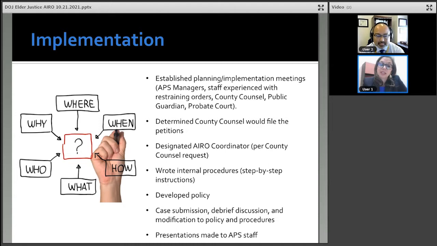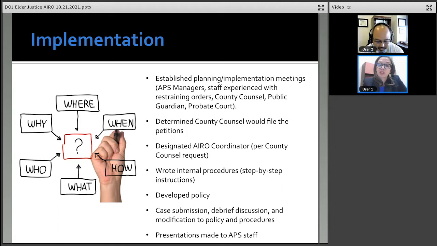We decided to designate an AIRO coordinator, and we'll talk a little bit more about that throughout the presentation. We decided it would be helpful to have that coordinator in place because it created a point of contact, especially for county counsel, but for our staff as well. So when they were considering an AIRO petition, there was one person they could contact to get started.